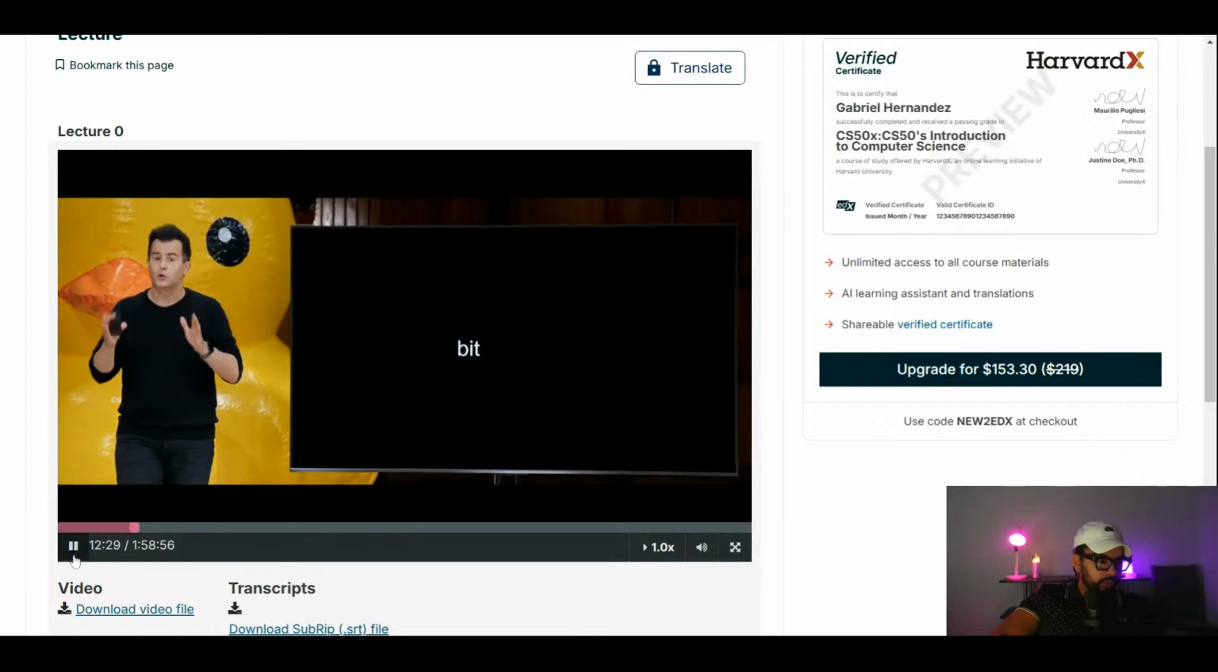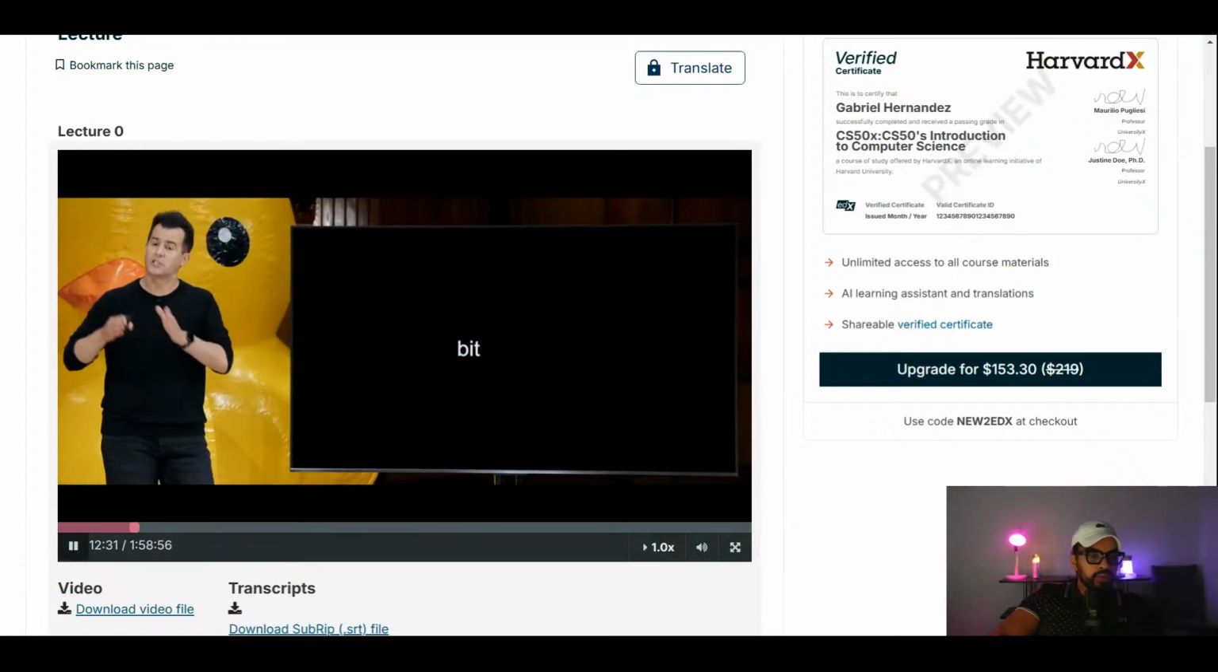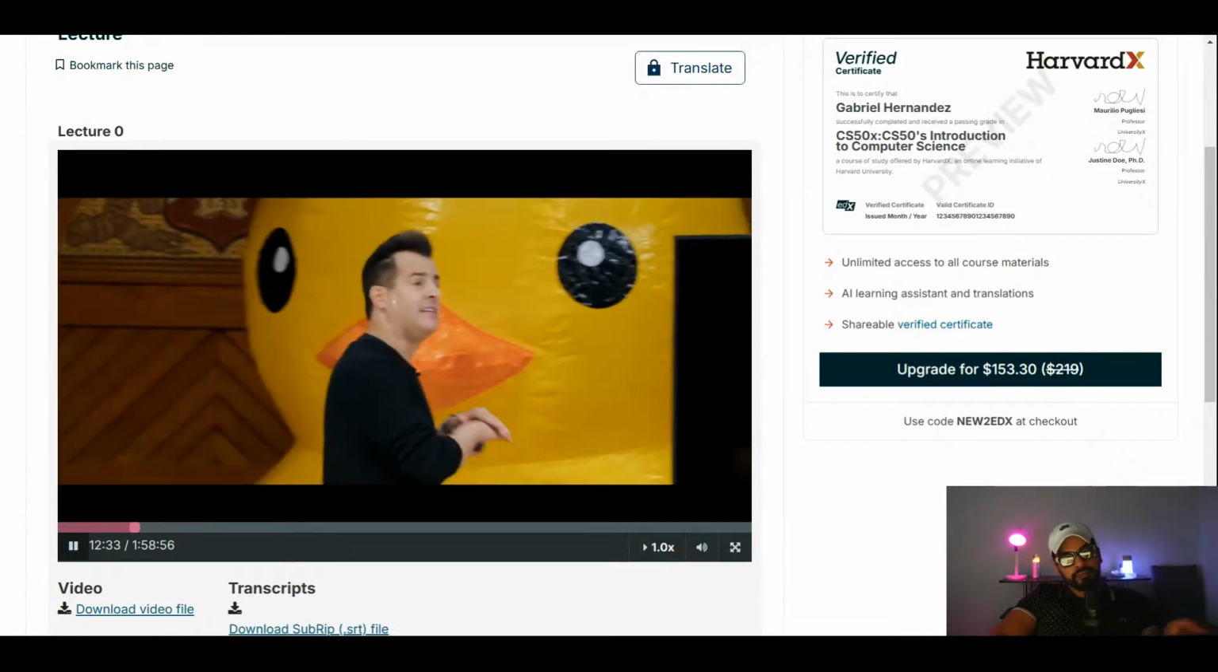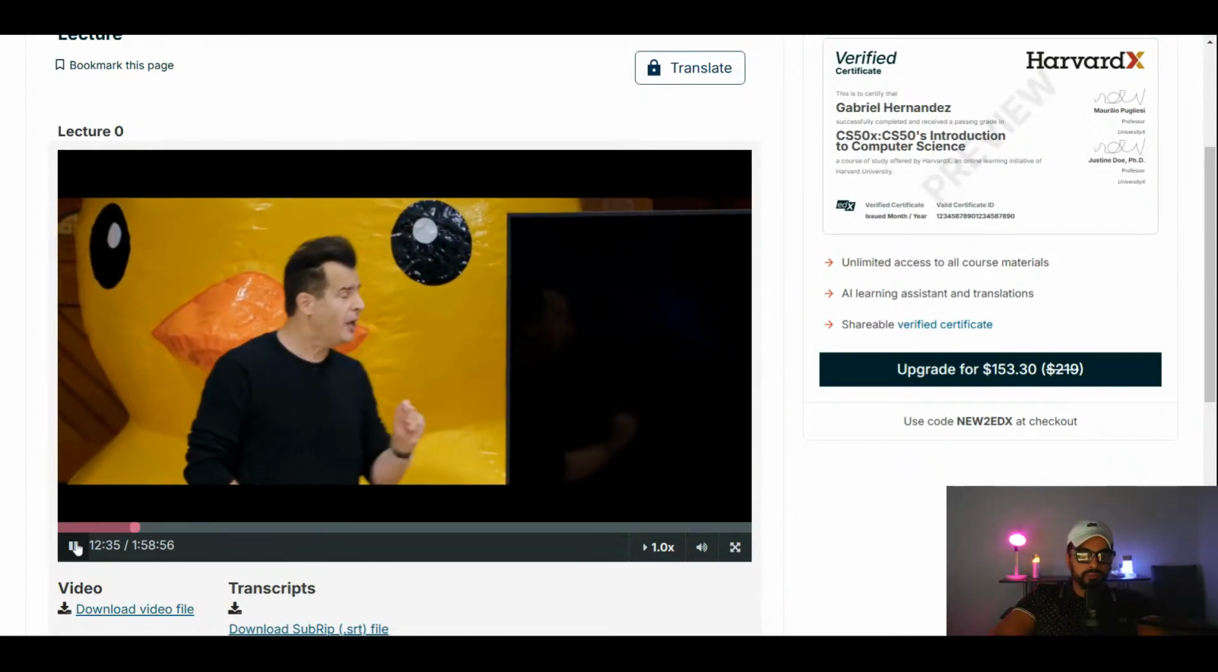Here you have a technical term that is a bit. A bit is just a binary digit, which is to say it's a 0 or 1. And this is in contrast of.